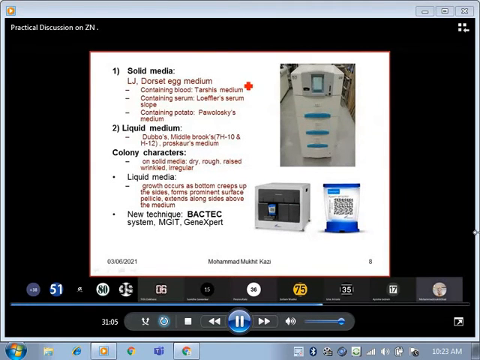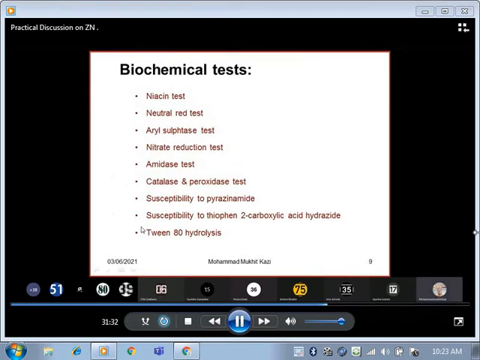I have already told you. I am not going to repeat. We also use liquid media like Dubos, Middlebrook, Proskauer medium. Then what are the characteristics on the solid media? They are very dry, very rough, raised. It is very difficult to make a smear because these are very dry. It is difficult to make a smooth suspension. Then you have the latest techniques of Bactec, GeneXpert, MGIT system to identify the mycobacteria. We may ask you this.